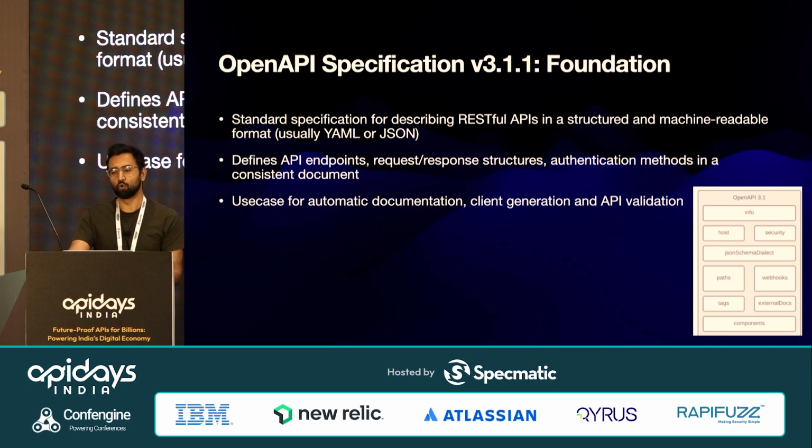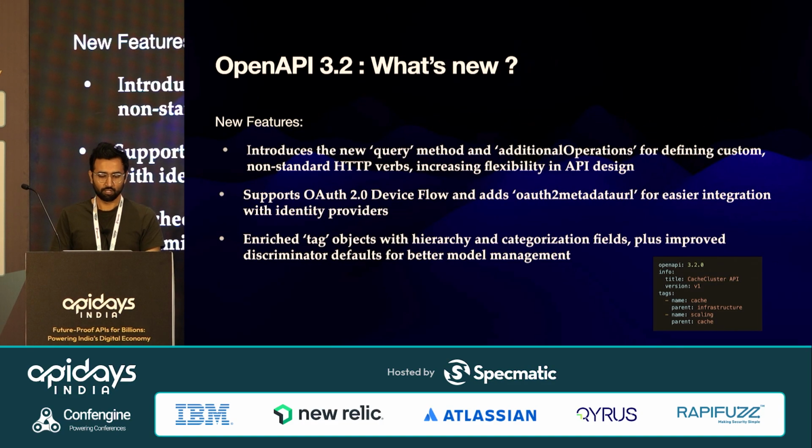Let's talk about the OpenAPI specification. We are all aware that it's a standard specification for describing your RESTful API in a machine-readable way. It comes in YAML or JSON format, depending on your use case. You can define the API endpoints, the authentication method, as well as the request and response structure. Use cases are simple: you can generate documentation with its help, do client generation, and do the API validation part. In August, just a few months ago, OpenAPI 3.2 was launched.